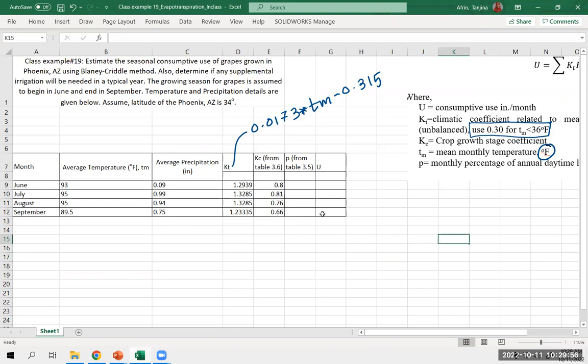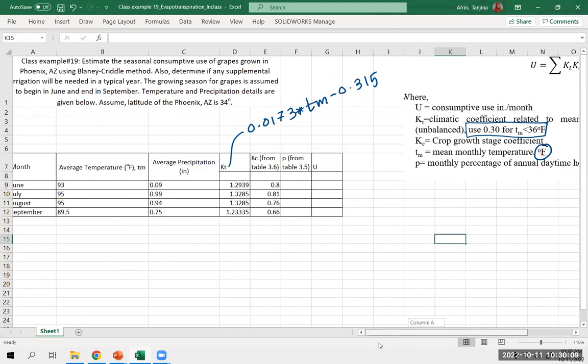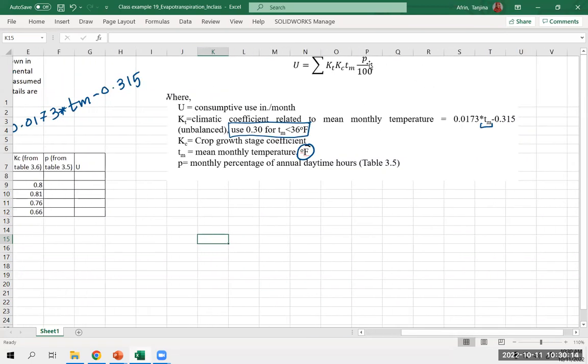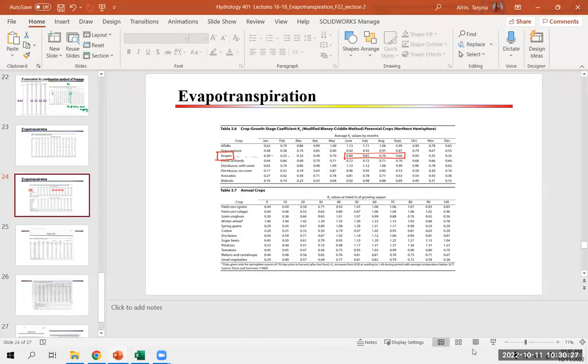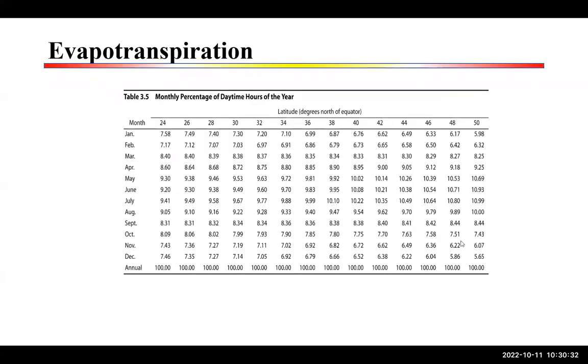Okay. Now, the last one is P, monthly percentage of annual daytime hours. So we need to know what is the monthly percentage. Now, if you look at the equation, you see it's P over 100. So that means P should be in percentage, and you will divide that by 100 to get the actual value, right? Now, which table should we use for that? 3.5. Okay, let's see.